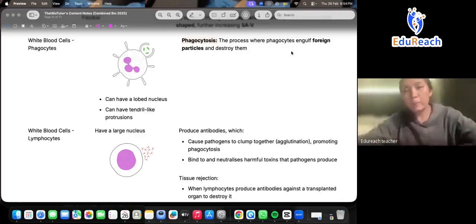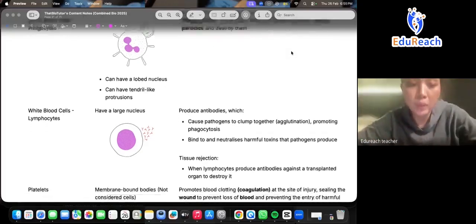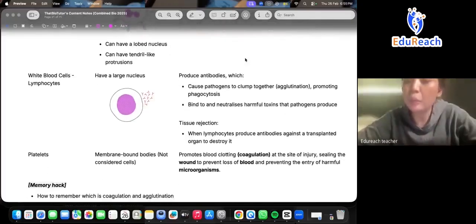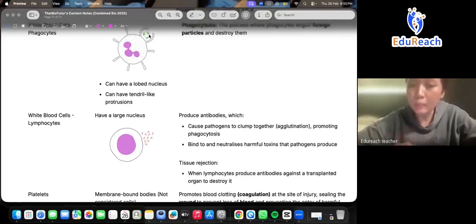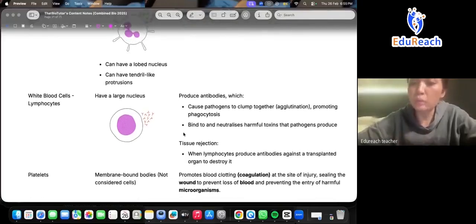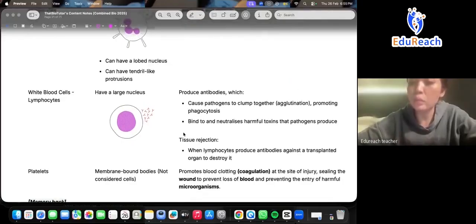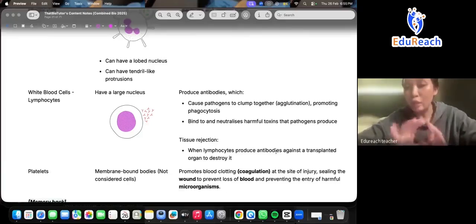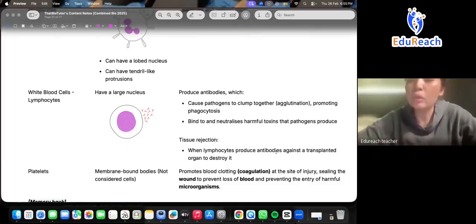Okay, so in terms of phagocytosis, this is a process where phagocytes engulf, so literally hug, foreign particles and destroy them. Whereas lymphocytes produce antibodies, important for the infections and diseases chapter, which cause pathogens to clump together, promoting phagocytosis. Lymphocytes will also bind to and neutralize harmful toxins that pathogens produce. However, lymphocytes will also produce antibodies against a transplanted organ because it's a foreign body, right? So it will try to reject it, and produce antibodies in order to destroy it.